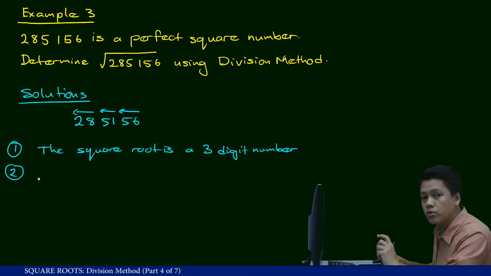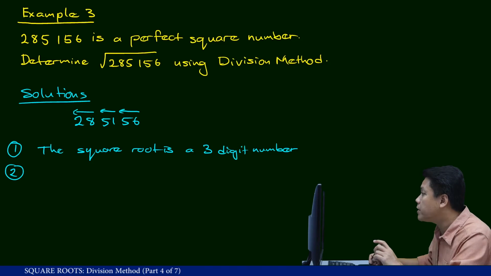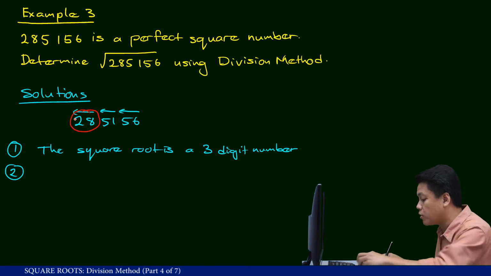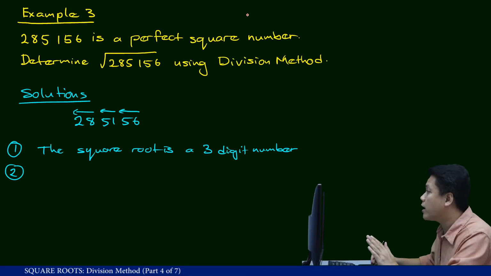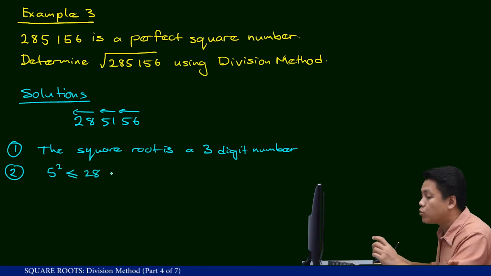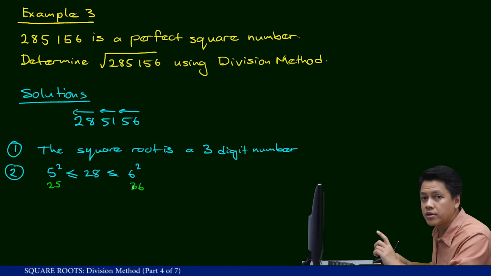Number 2. Can you guess the first digit of the square root? Remember, the first digit of the square root, when multiplied by itself, must be less than or equal to the leftmost pair of the number. The number that we're looking at is the leftmost pair, 28. So what would be the first digit? Yes, it is 5. Why? Because 5 squared is less than 28, and 28 is less than 6 squared. 5 squared is 25, while 6 squared is 36. So the first digit is 5.